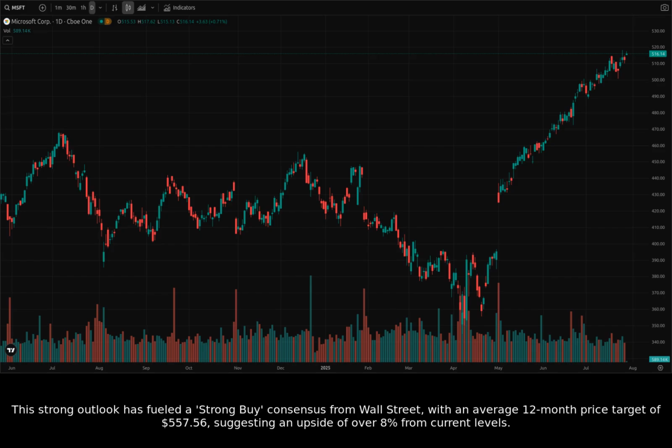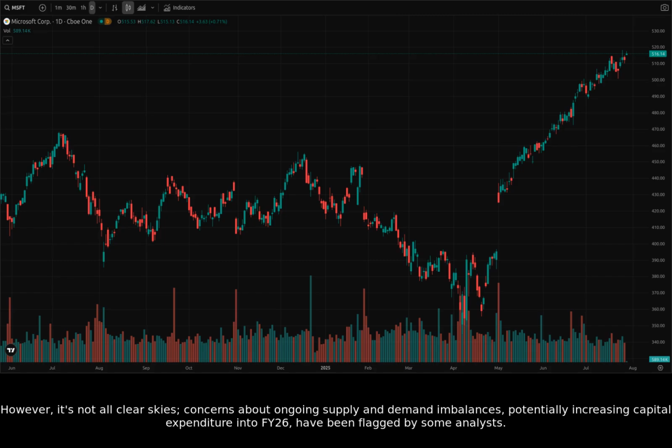This strong outlook has fueled a strong buy consensus from Wall Street, with an average 12-month price target of $557.56, suggesting an upside of over 8% from current levels. However, it's not all clear skies. Concerns about ongoing supply and demand imbalances, potentially increasing capital expenditure into FY26, have been flagged by some analysts.